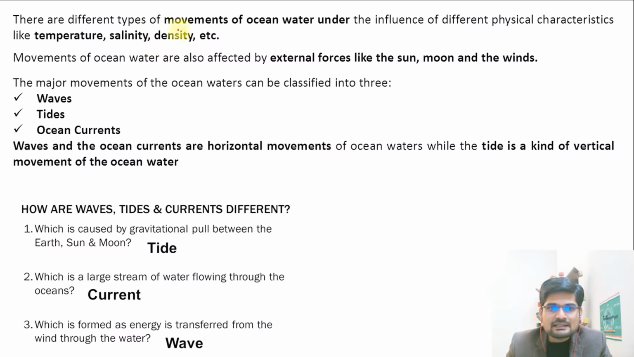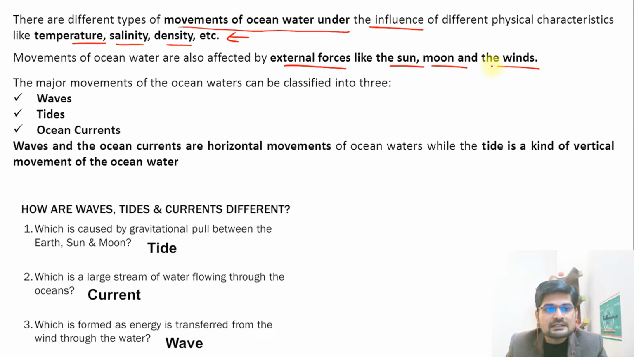So if we want to understand these types of movements of ocean water, we must understand the factors which we have already discussed. The factors are the temperature, salinity and density differences that are the trigger point for these movements. But apart from this, there are other factors as well, like external forces of sun, moon and the winds. So let's understand these movements of waves, tides and ocean currents and the factors associated with these horizontal water movements and also the vertical water movements, that is in the form of tide.